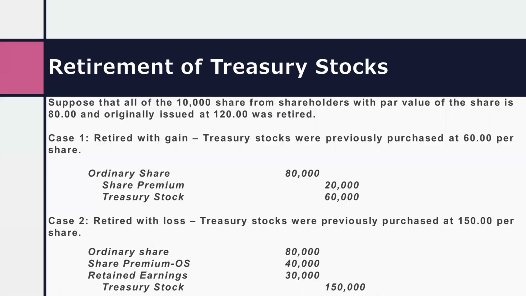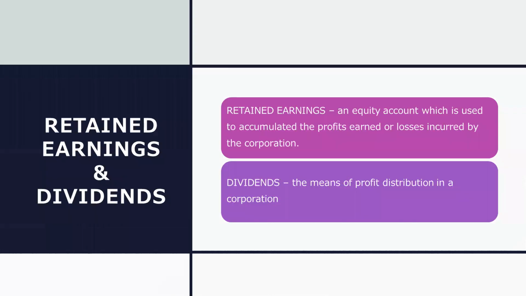So, for case 2, this one is a retirement with a loss. Here, we assume that the treasury stocks were previously purchased at 150 per share. So take note, 150 ang pagpalit, ang atong par value kay 80 ra. So most probably naay loss. So to retire this treasury stock, again we debit our ordinary shares at par value, 80,000. Before I present this entry, let me proceed first to the next slide.